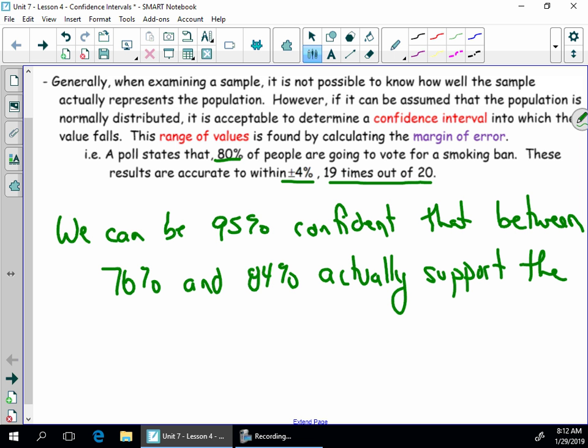the ban. Now, I don't know where it falls in there exactly. Maybe 84% of people do, maybe 76% of people, maybe somewhere in the middle. But based on my sample, the small group I've talked to, I can make a pretty good conclusion about the overall population. And we call this part, the plus or minus 4%, your margin of error. This is my confidence level, 19 times out of 20. And this is my actual proportion of people who support the thing. We're going to use these three ideas today to create, as I said, a confidence interval.